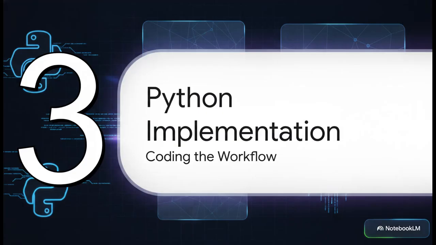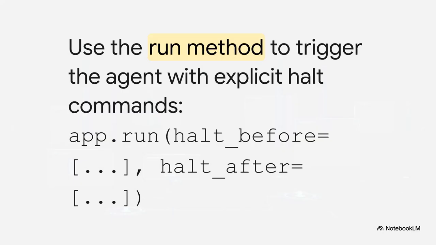Let's transition over to the Python implementation and see how we actually code the workflow. Let's see how this builds out in actual Python code using Burr's application builder. The absolutely crucial point here is that you trigger the agent with these explicit halt commands right when you call the run method. Look at this snippet, app.run, and then you pass in halt before equals process feedback and halt after equals final result. By just passing these simple arrays into the execution call, the Burr backend physically prevents the LLM from unilaterally taking a sensitive action.